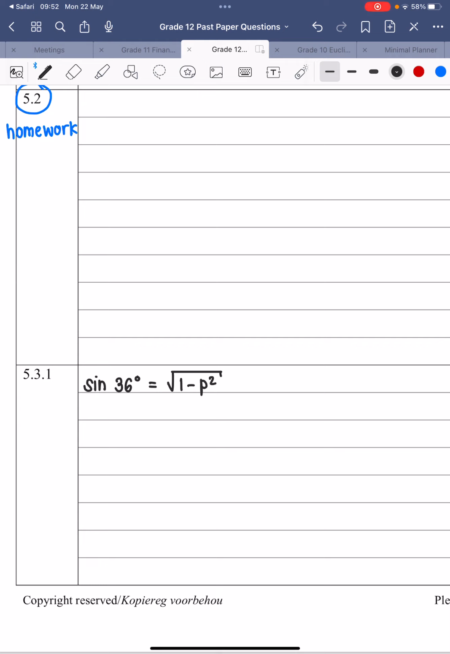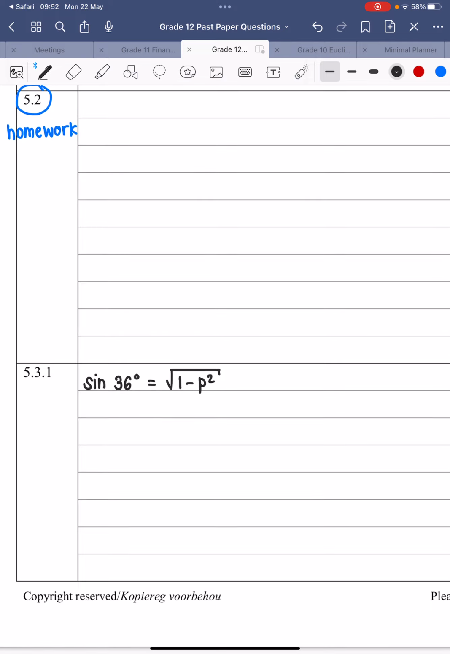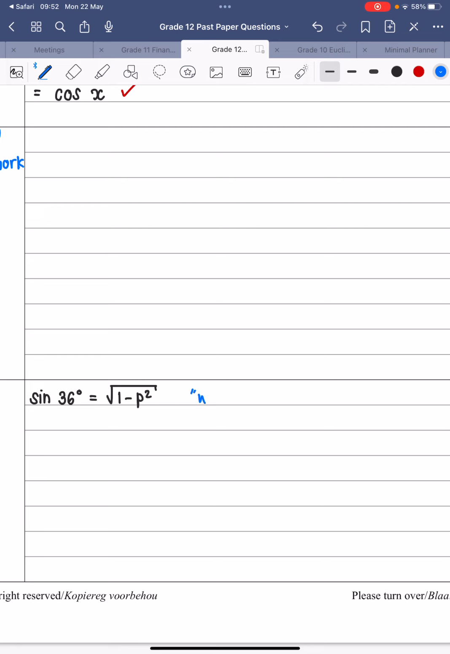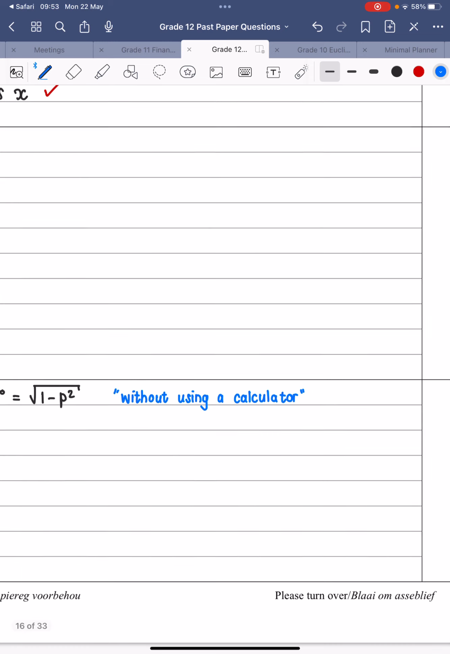But guys, whenever they say without using a calculator, you're going to have to draw a diagram, right? So please, let's write that on the side. If they've said without using a calculator, that means you are going to draw a diagram. And again, that is something that you need to memorize, guys. If you don't remember that, you're going to struggle with this question. And it's 7 marks.